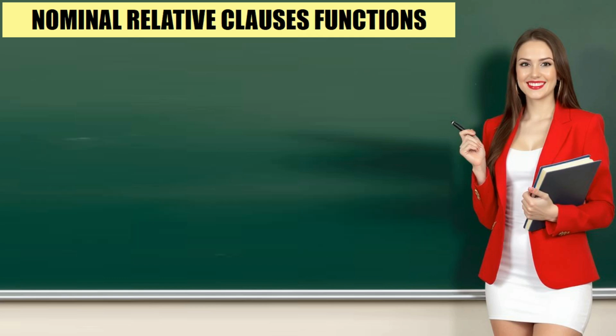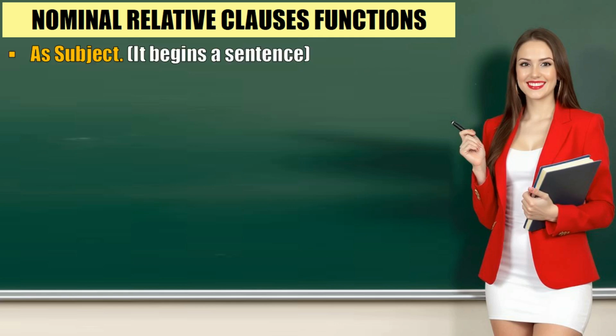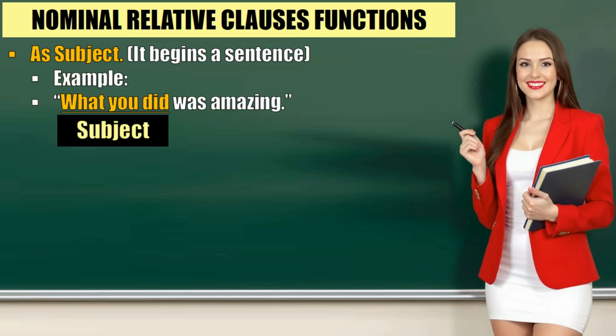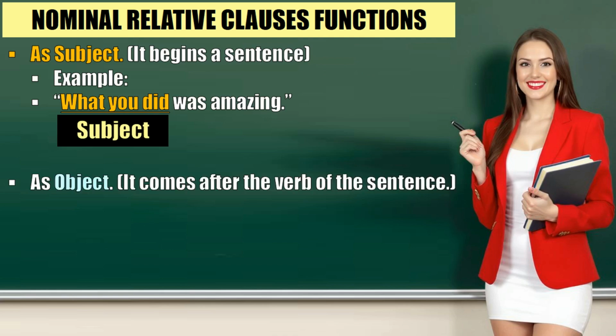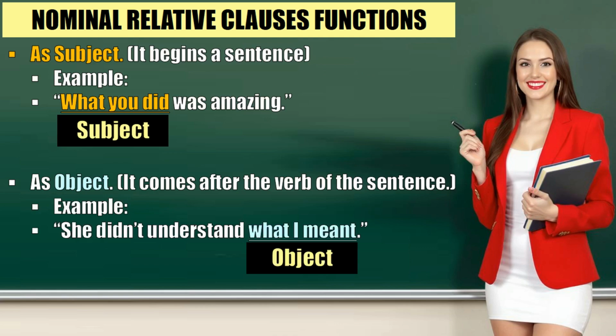Remember that. Now let's look at how nominal relative clauses function in 3 positions. First, as subject. It is placed in the beginning of a sentence. What you did was amazing. What was amazing? What you did. The entire clause is the subject of the verb was. Second, as object. It comes after the verb of the sentence. She didn't understand what I meant. Understand what? What I meant. See? It appears after the verb understand.